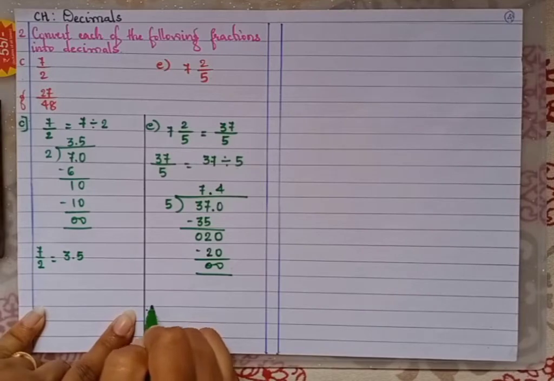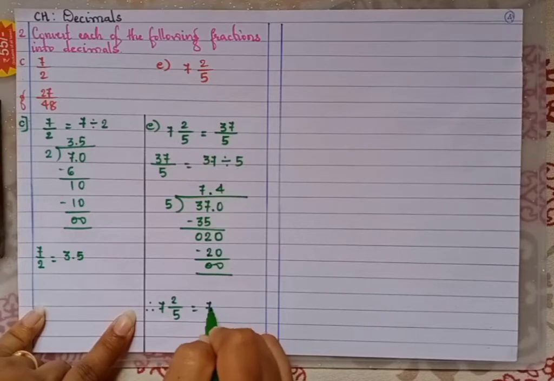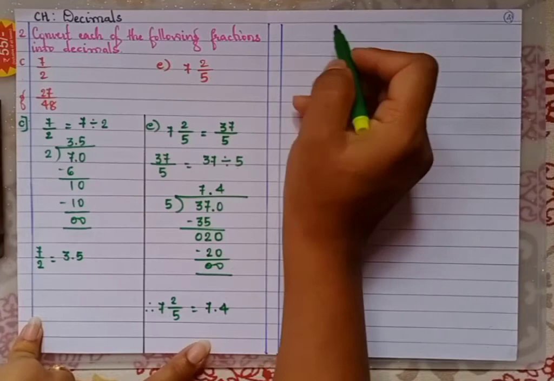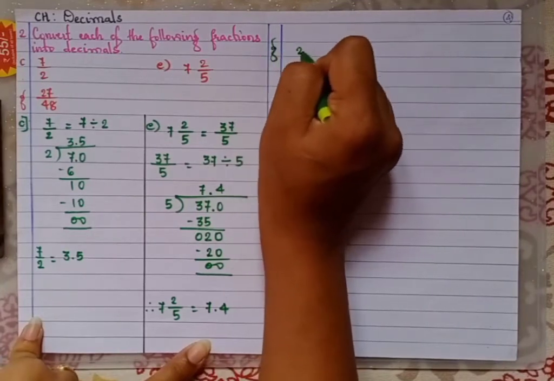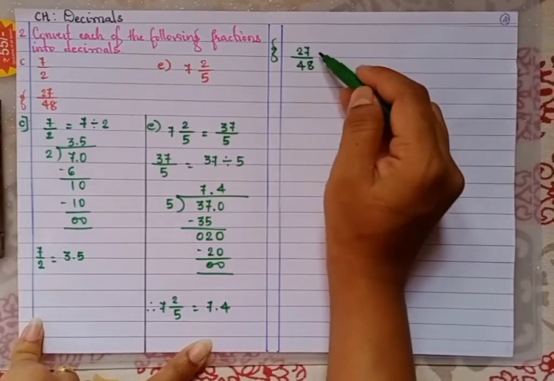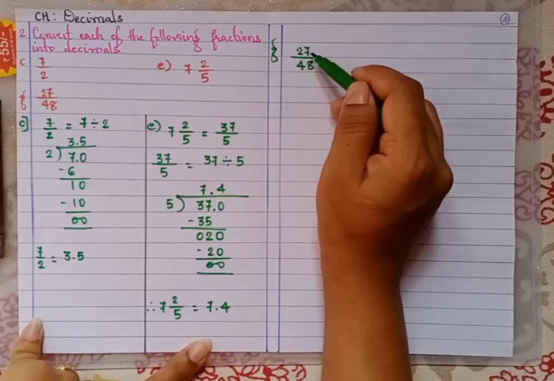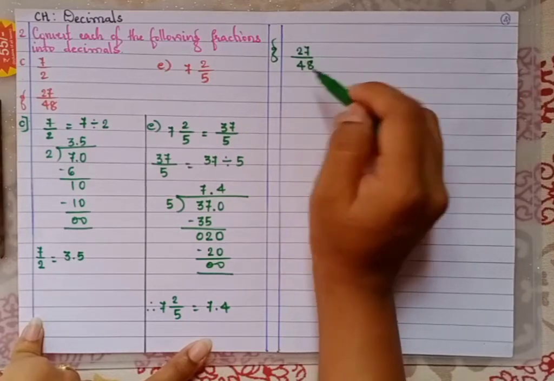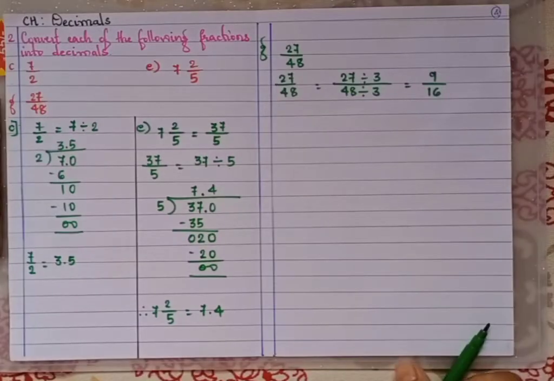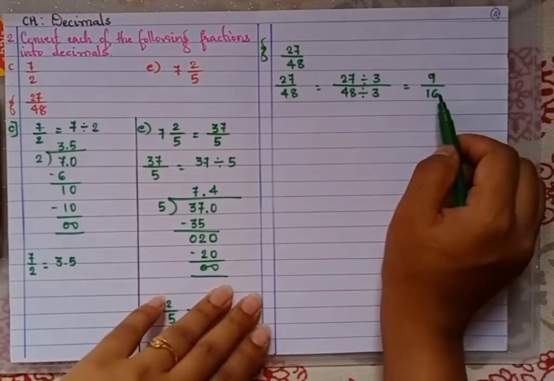Therefore 7 and 2 by 5 can be written as 7.4. So this is how we solve the problems. Now we are having G example. 27 divided by 48. So 27 and 48 are divisible by 3. 8 plus 4 is 12, 7 plus 2 is 9. So let's divide them and reduce them to the lowest term. So after dividing numerator and denominator by 3, we'll get fraction 9 upon 16.